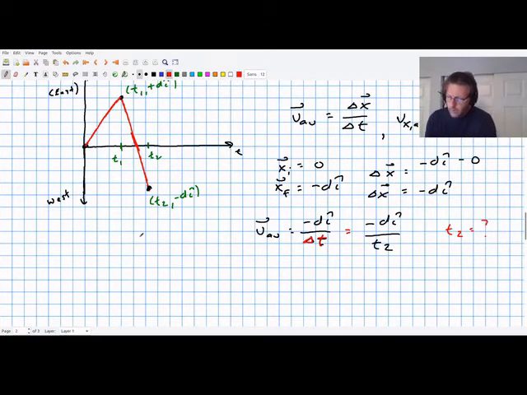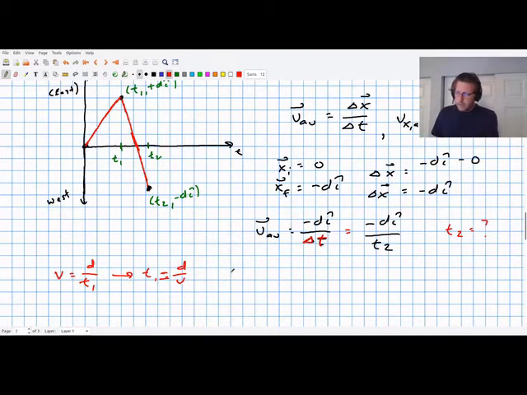Okay. So for this forward leg, I know that the velocity is v, I know that the distance is d, and I know that the time is t1. What I'm using there is that velocity is distance over time, and I know the velocity isn't changing. The speed isn't changing. So I'm going to solve for t1. That tells me that t1 equals d over v. Okay. Cool. I now know what t1 is.